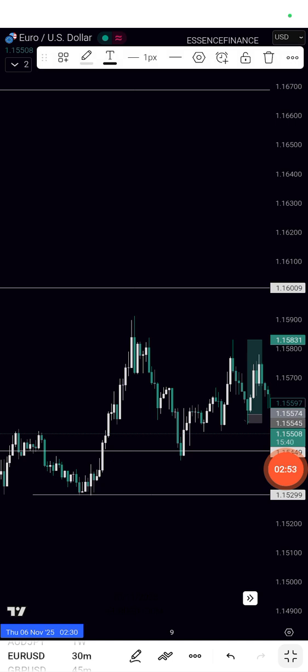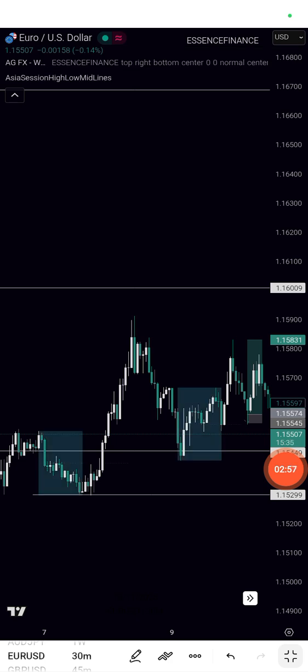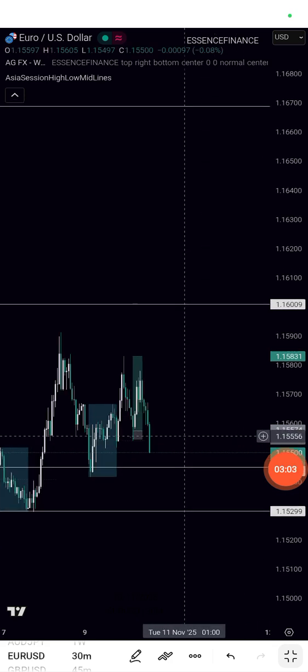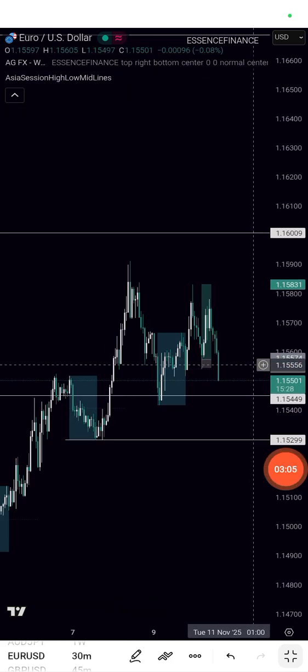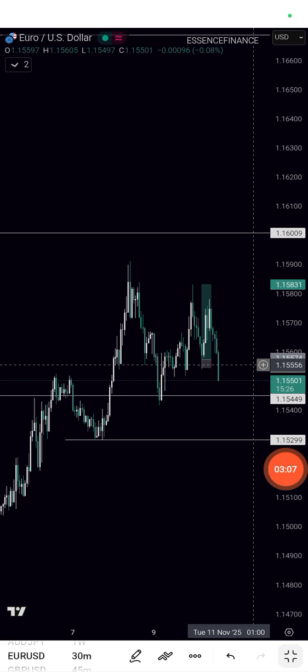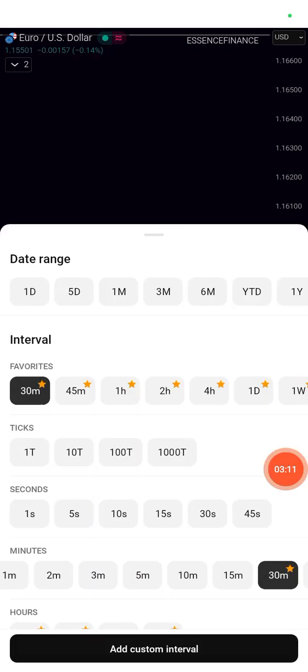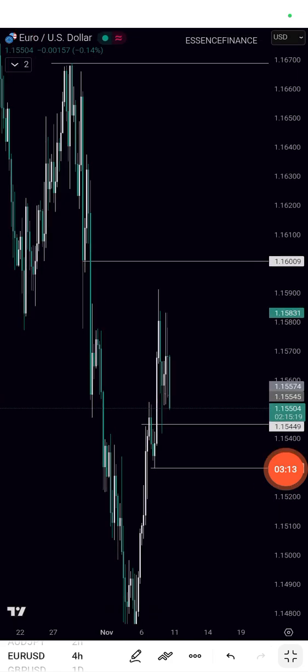I don't like to refine it so much, but this happened during Asian session. I don't trade Asian because then I'm not even online. So after price started moving, price was here. This was where price was.